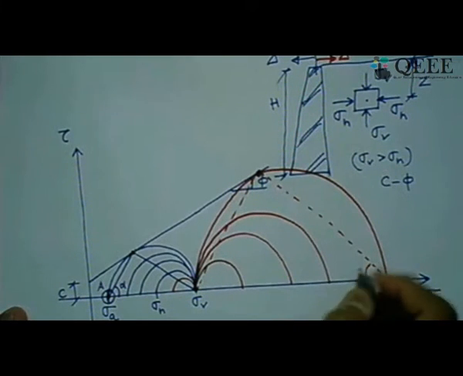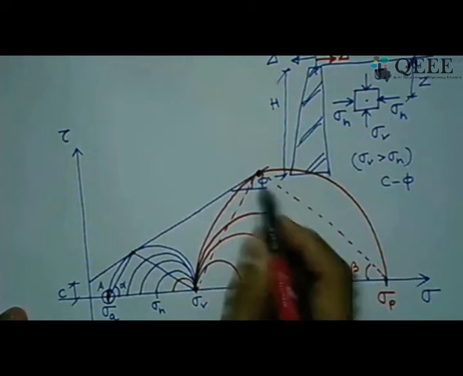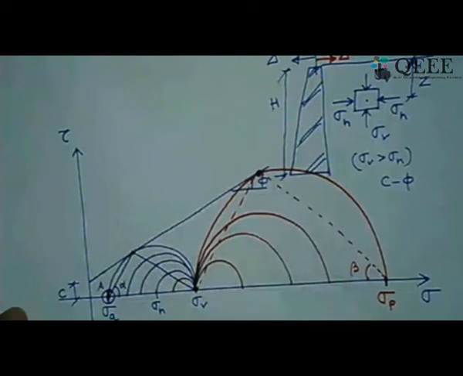Let us say this is beta. This beta inclination with respect to horizontal will give me the inclination of the failure plane, because these are nothing but failure planes. It only depends in which direction you are taking.